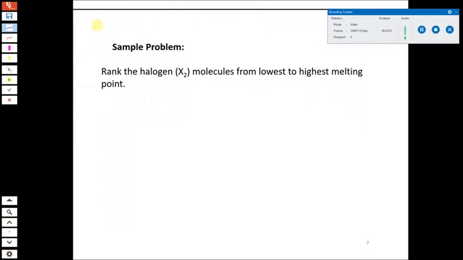This one is much simpler than that concept. So rank the halogen molecules from lowest to highest melting points. Remember, the halogens are the group 7 elements, which are F2, Cl2, Br2, and I2. These are all nonpolar. Whether we're talking about boiling point, as in the last one, or melting point, as in this one, the stronger the intermolecular forces, the higher those will be.